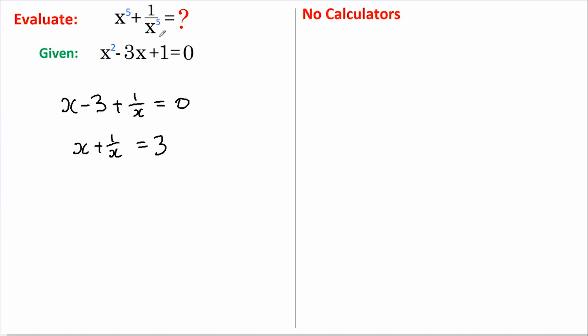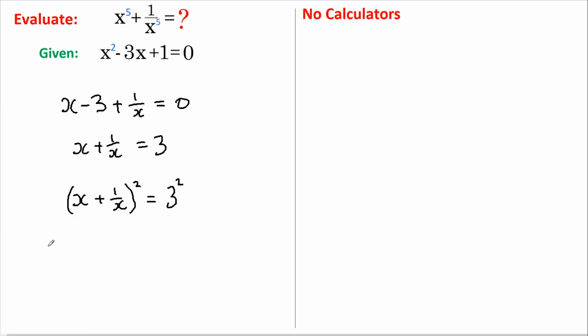So we now have x plus 1 over x, and we just have to raise this to the power of 5. Okay, but let's start by just squaring it so you can see what happens. Okay, and squaring the 3 as well.